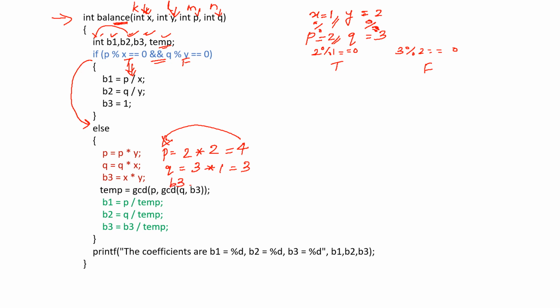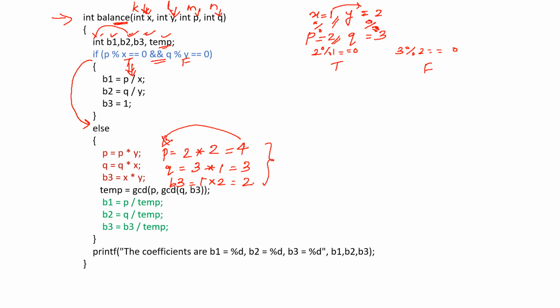Now what will be your B3? B3 is equal to X into Y. So 2 into 1. So 1 into 2, which is equal to 2. So now you have got 4, 3 and 2. I hope you are clear with this concept, right? Now, what is the next step? You have to find out the GCD.